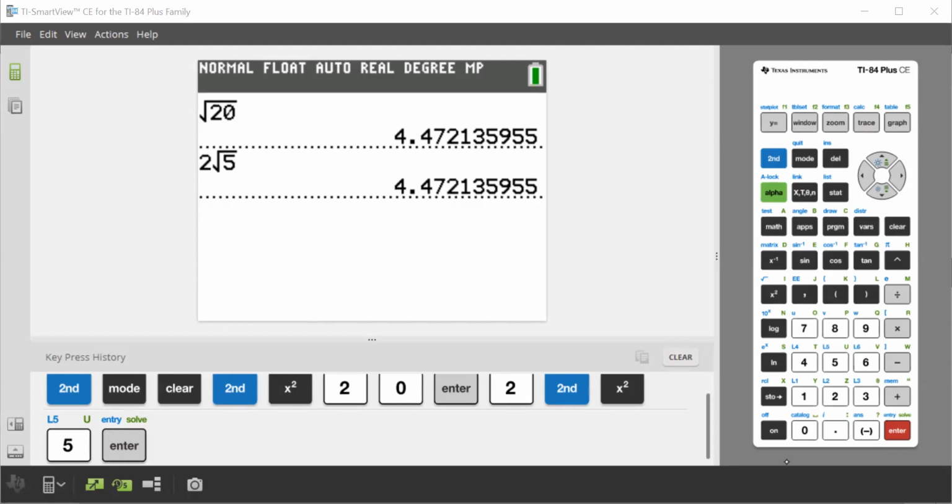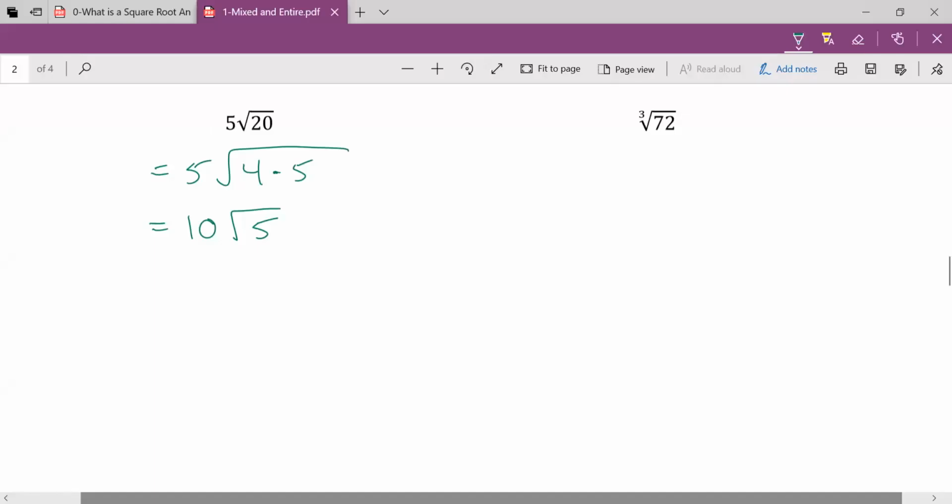Wait, what about if I asked you a cube root? Well, for a cube root, nothing changes. So I'm going to do the exact same thing. I'm going to say, okay, what's a perfect cube that's a factor of 72? Okay, well, that happens to be 8. 8 times 9. And I say to myself, the cube root of 8 is 2. What am I left with?